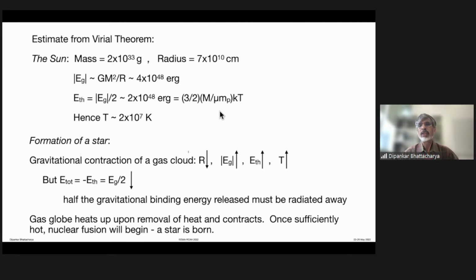So m by mu mp gives you the total number of particles, times 3 by 2 times kT gives you the thermal energy. So you can then turn it around and ask what temperature will produce this total thermal energy, and you will find 2 times 10 to the power of 7 Kelvin, which gives you a very good estimate of the central temperature of the sun.